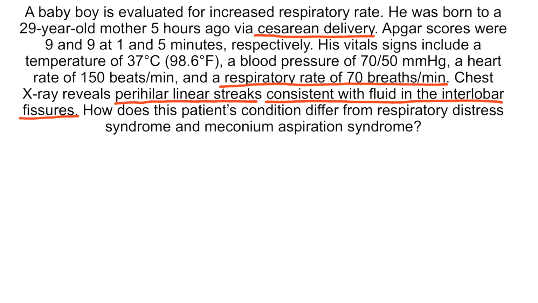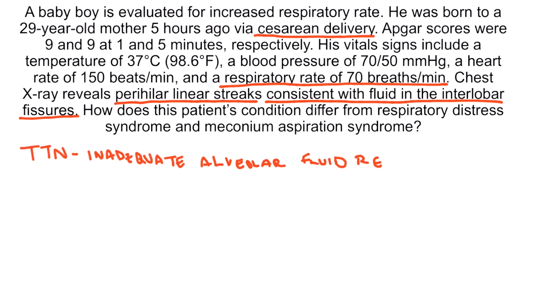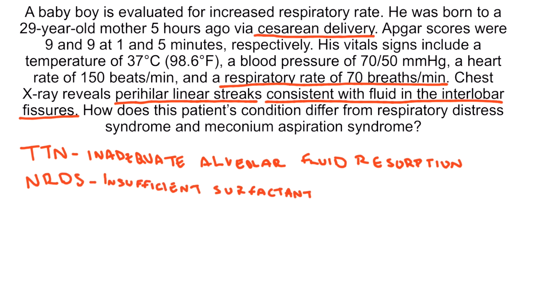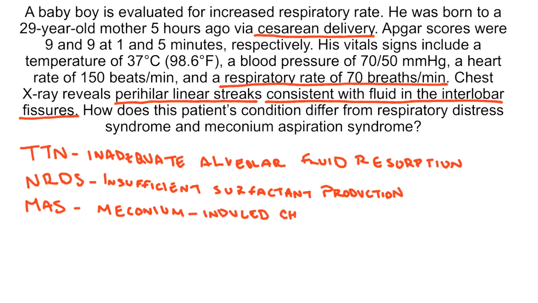Now, the question asks us to compare transient tachypnea of the newborn with neonatal respiratory distress syndrome and meconium aspiration syndrome. First, transient tachypnea of the newborn is caused by inadequate resorption of alveolar fluid, while neonatal respiratory distress syndrome is caused by insufficient surfactant production, and meconium aspiration syndrome is caused by meconium-induced chemical irritation of the lungs.